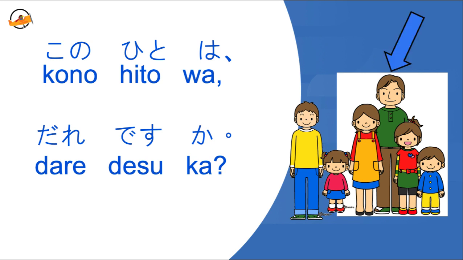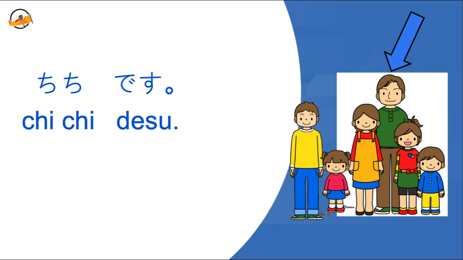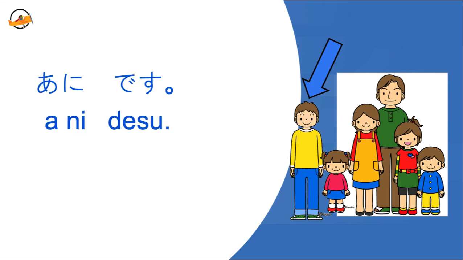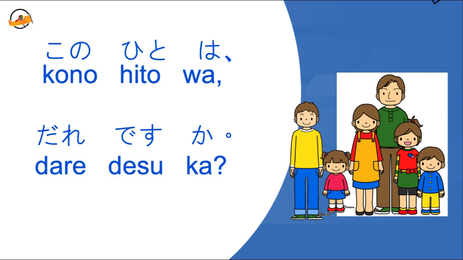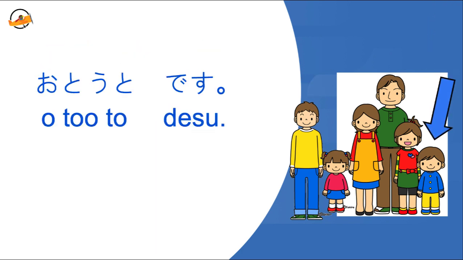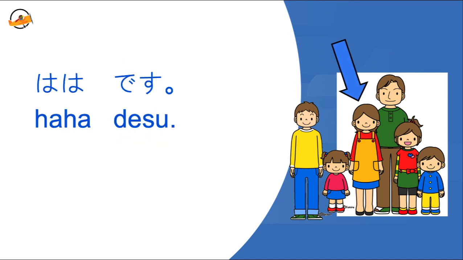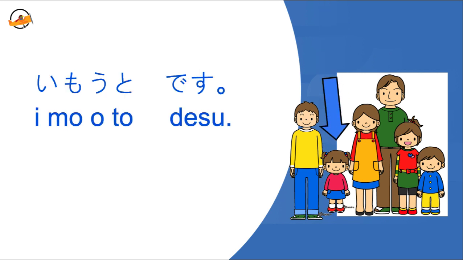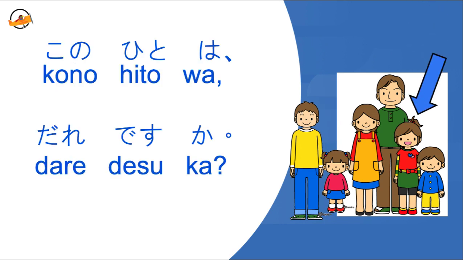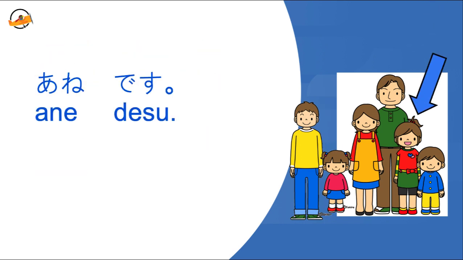この人は誰ですか？ Chichi desu. It's my father. この人は誰ですか？ Ani desu. It's my older brother. この人は誰ですか？ Ototo desu. It's my younger brother. この人は誰ですか？ Haha desu. It's my mother. この人は誰ですか？ Imoto desu. It's my younger sister. この人は誰ですか？ Ane desu. It's my older sister.